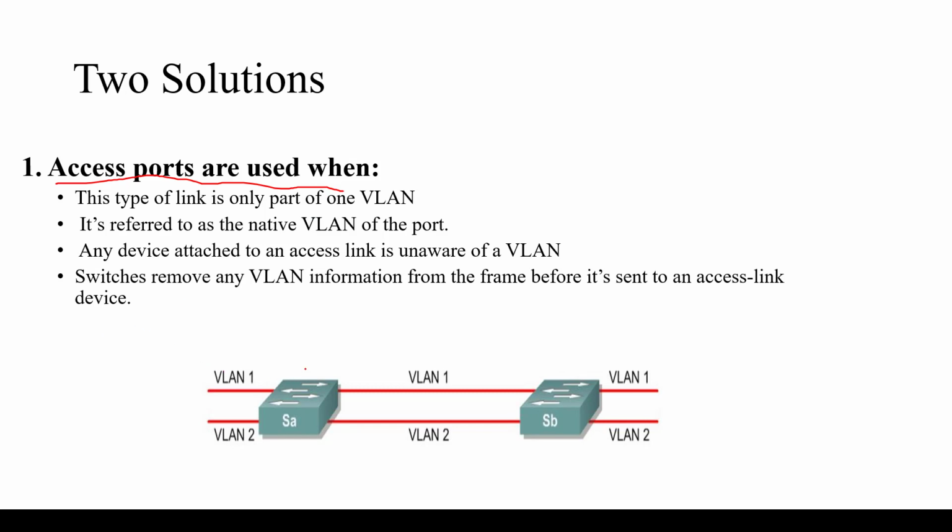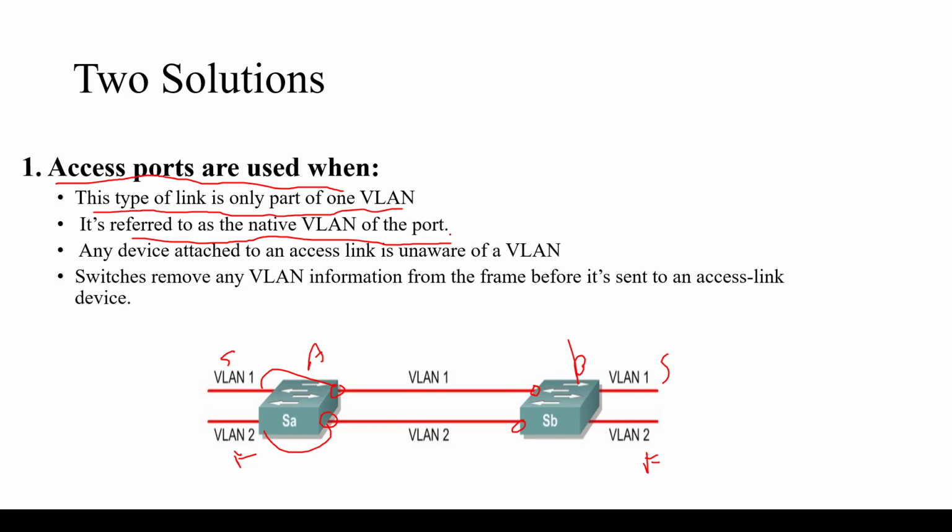Here you can see this is building A, this is building B, and we have two VLANs, student and faculty. Earlier we had only one connectivity, in the default VLAN, but now we have to create two different connections between the switches, and switch this specific port into the student VLAN and this specific port into the faculty VLAN. Same way on the other side as well. This type of link is part of only one VLAN, and it's referred to as the native VLAN of the port.